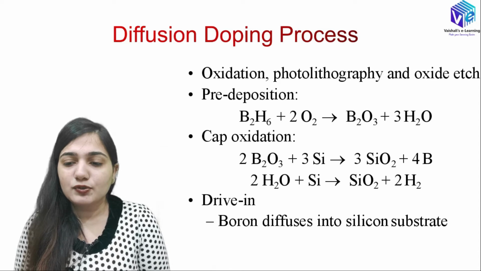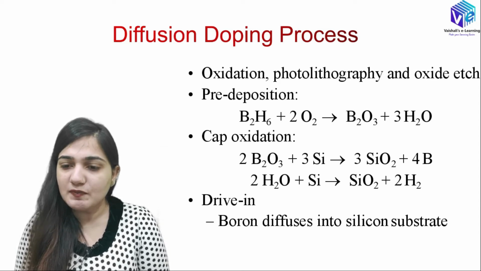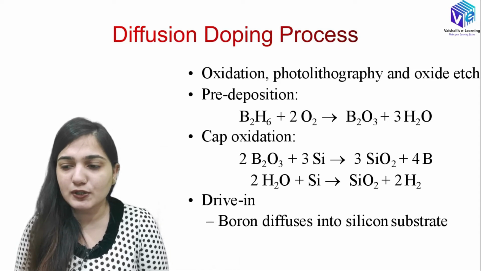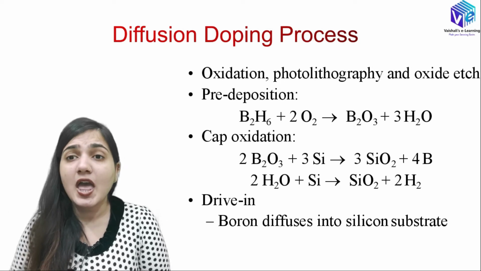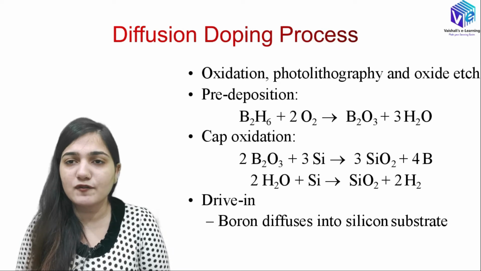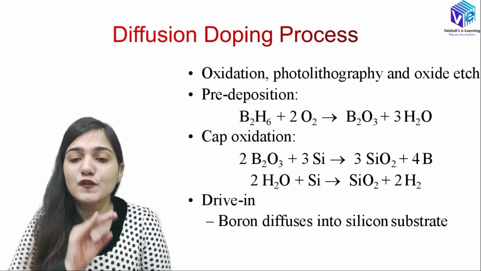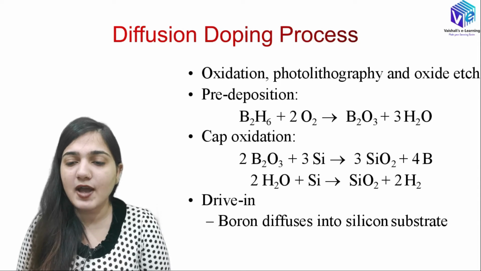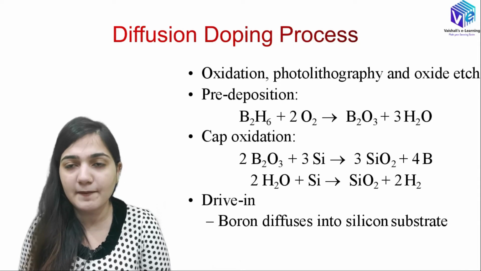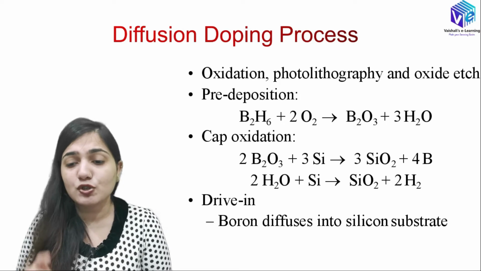Now coming to the process, we have the oxidation process. After that we discussed the photolithography process, and then the oxide etching. Now we are discussing the diffusion process. Before that, you must know about all of them. We have already discussed all of them, and if you have any doubt in any of them, you can go back and watch them.